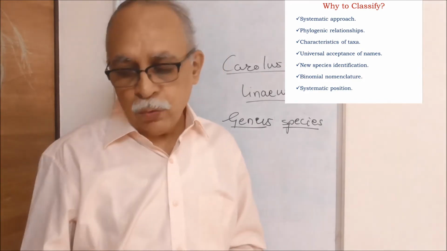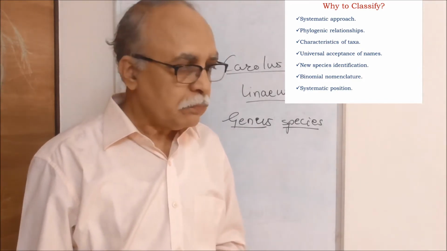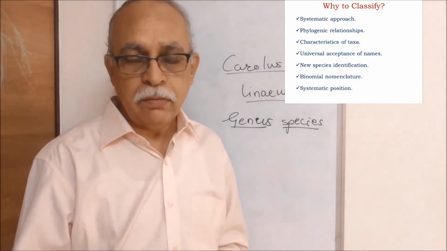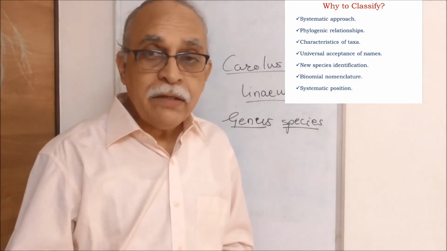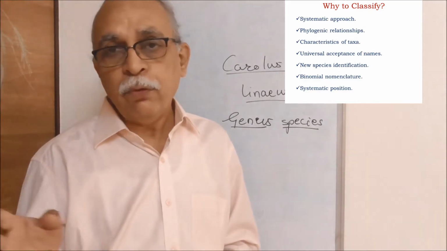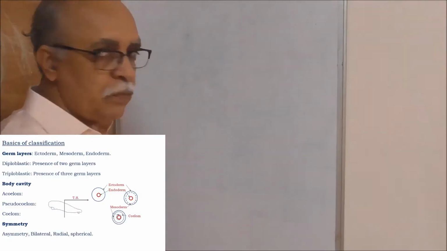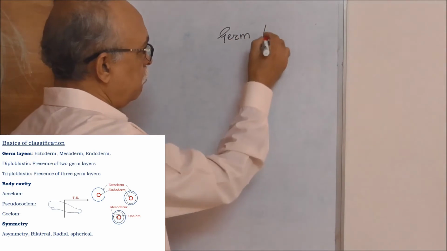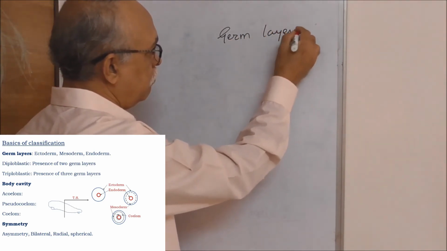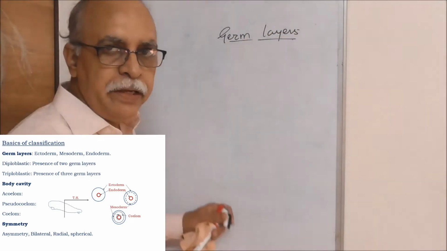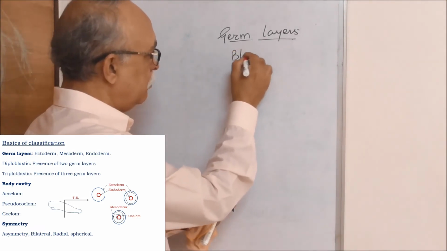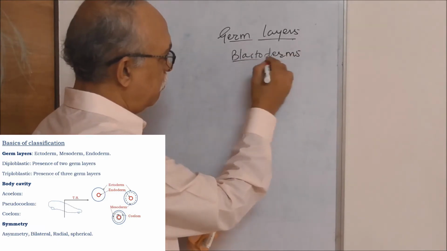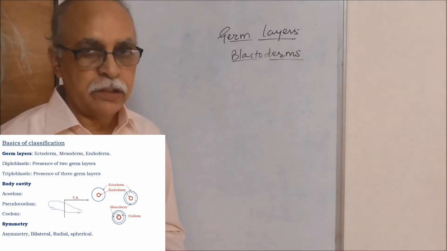Now let us get to classification of animals. Before we actually start with the classification process, we need to get acquainted with a few related terminologies. First of all, I will talk about germ layers, or they are also called blastoderms.